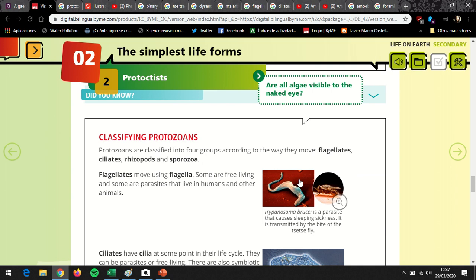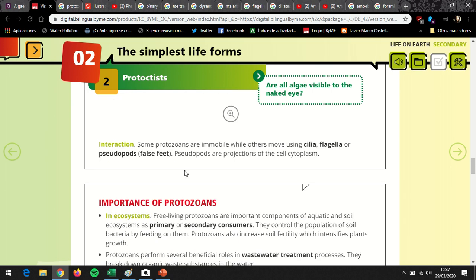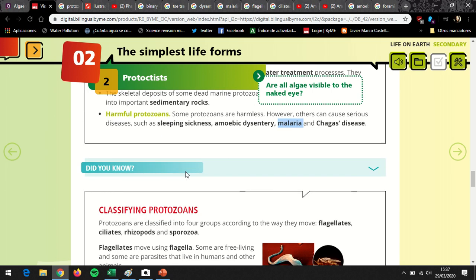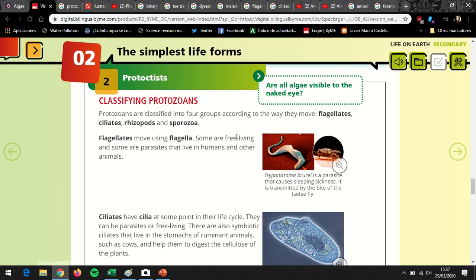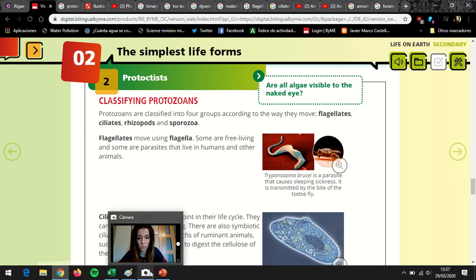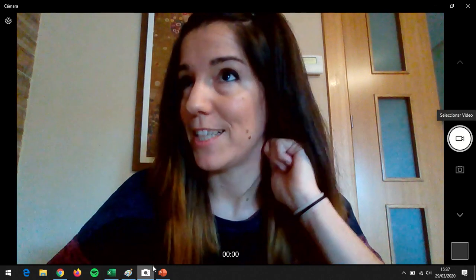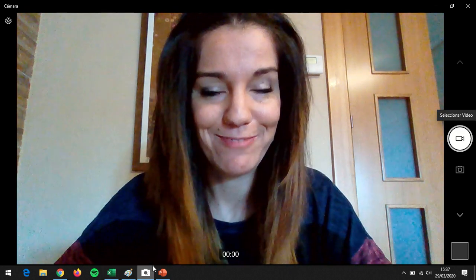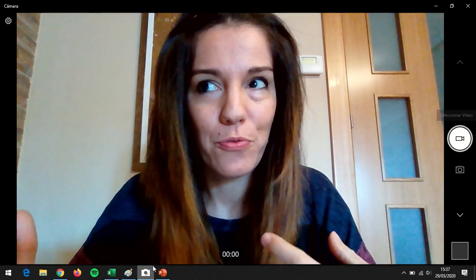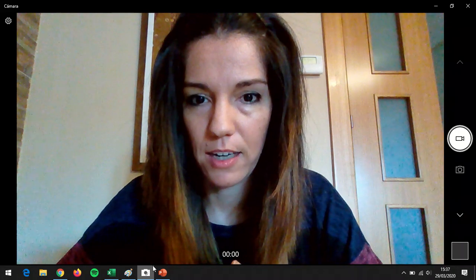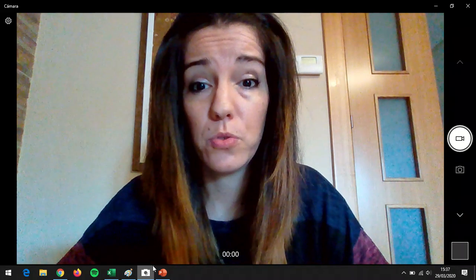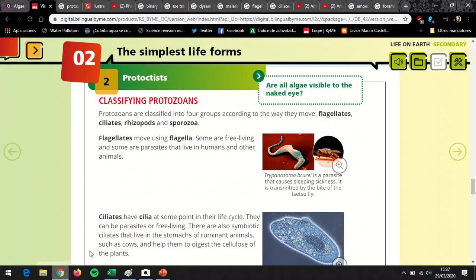Then remember that I told you that when we were going to talk about the interaction function, we would talk about it by the classification, because we classify protozoans according to how they move, okay? It's not that they can run or anything, but it's true that they move better than bacteria or algae as we have studied until now, okay? So they have different ways of doing it, very easy, you're going to see.